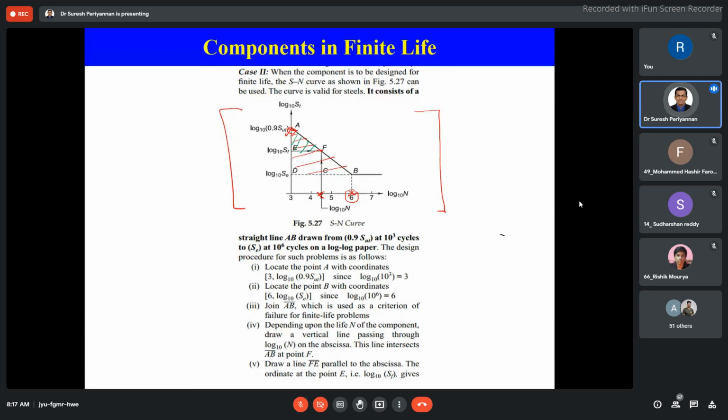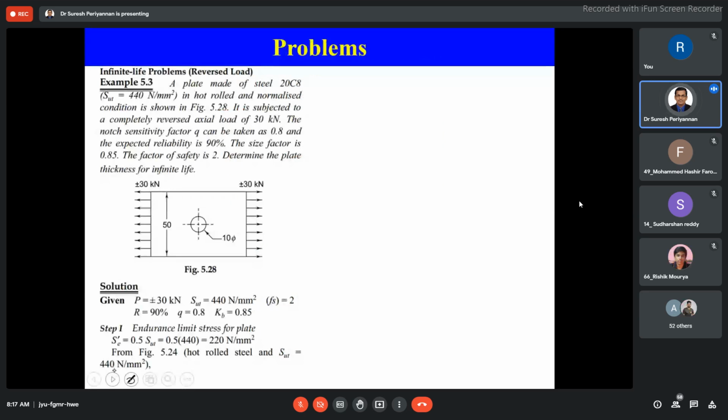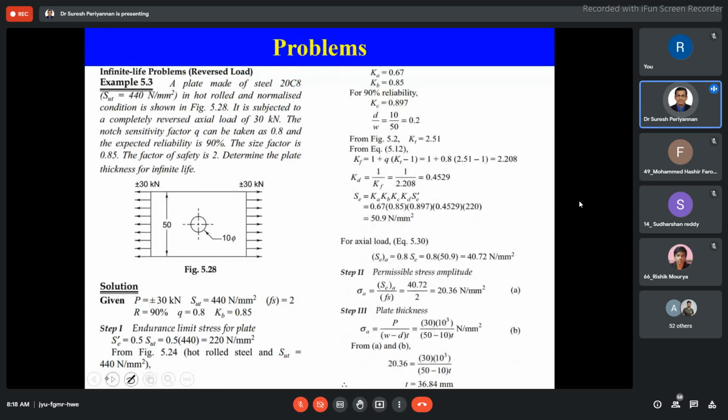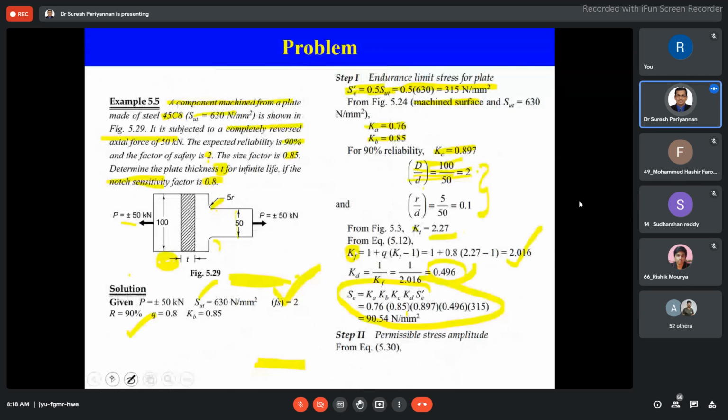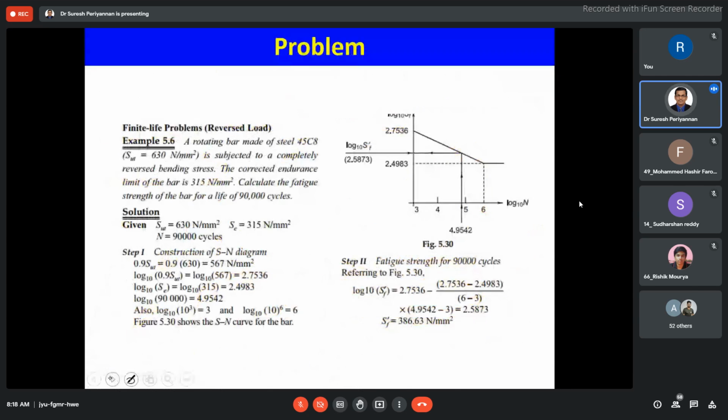Why do we require this? We can evaluate the component condition, how the component behaves and whether it is good or bad. With the help of this SN diagram, we can approximately predict the component behavior. So now we go for the problem. The infinite life problem in the reverse load concept we discussed in the last class. Now we move to the finite life problem.